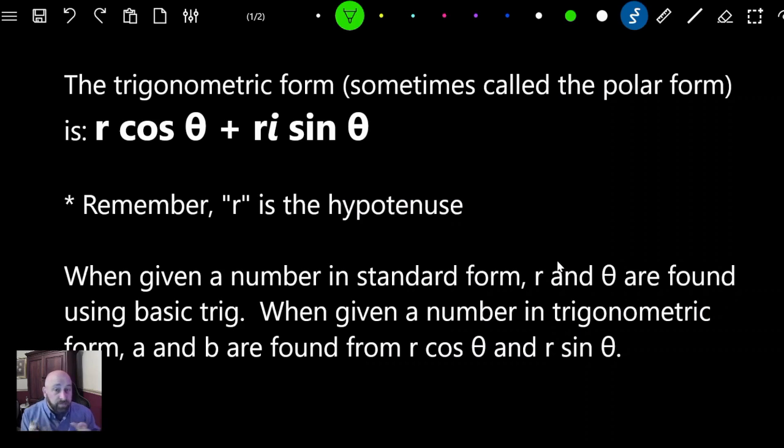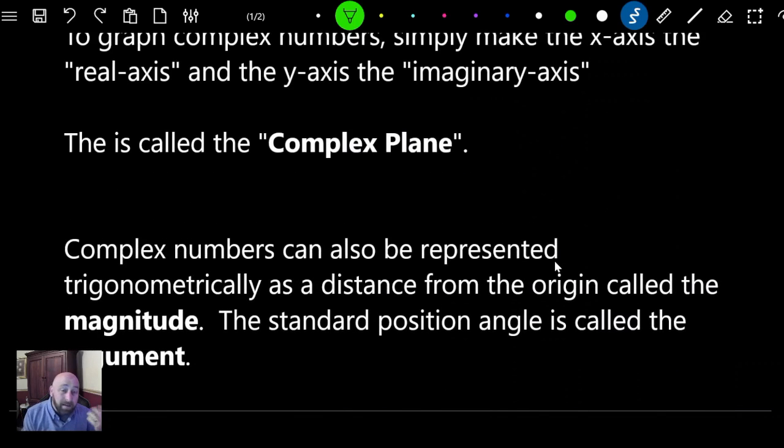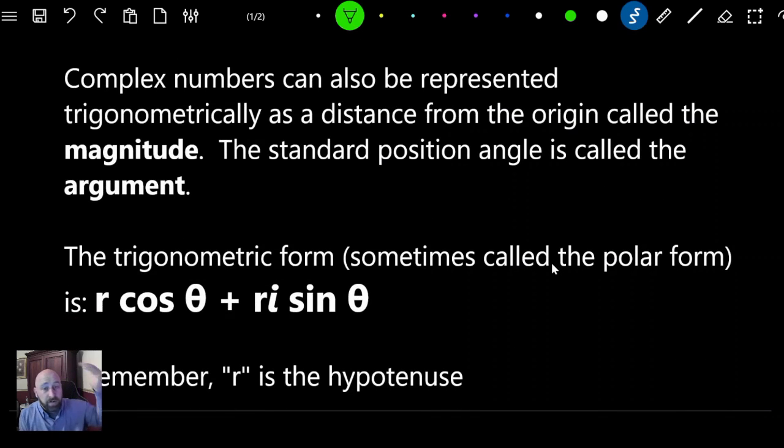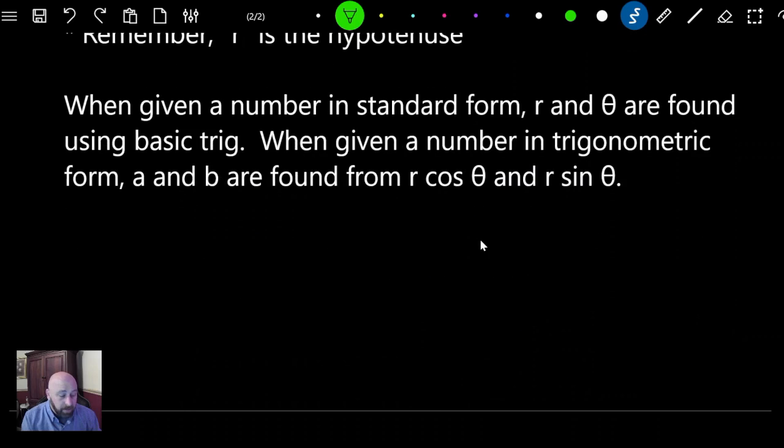So when you convert it from its standard form, or its complex form, and turn it into trigonometric form, here's what you need to find. You need to find the hypotenuse, and you need to find the theta. And we're going to work on that in this lesson, okay?